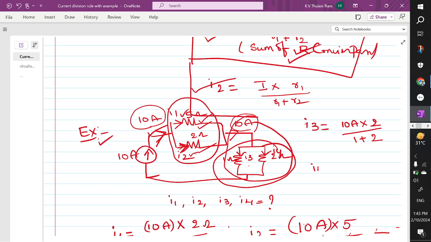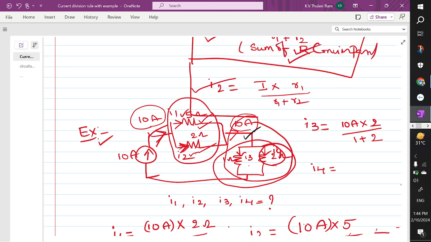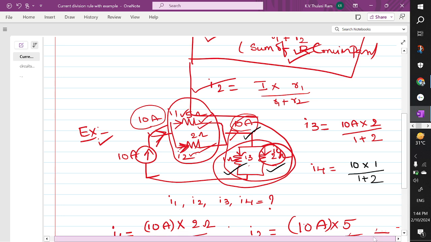So how to find out the current I4? I4 is equal to, so I want the current in this branch. How to find the current in this branch? Here you can write down the total current of the network, which is nothing but 10 amperes, multiplied with. So here I4 current I require. What is the branch opposite to the I4 branch, which is nothing but 1 divided by the sum of resistors which are connected in parallel. What are the resistors connected in parallel? It is nothing but 1 plus 2. So when you perform the calculation, then you are going to get these values.